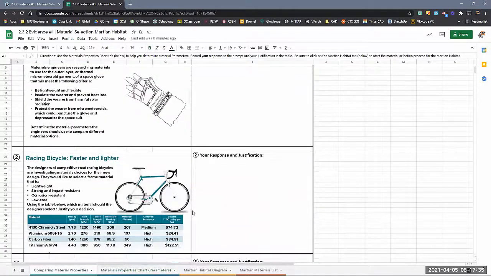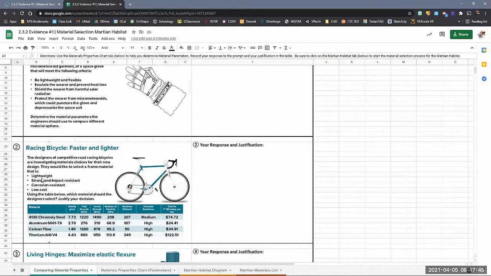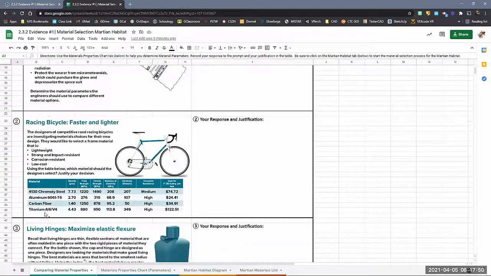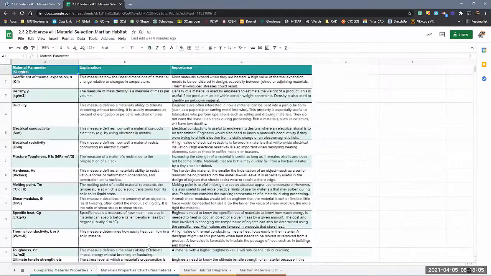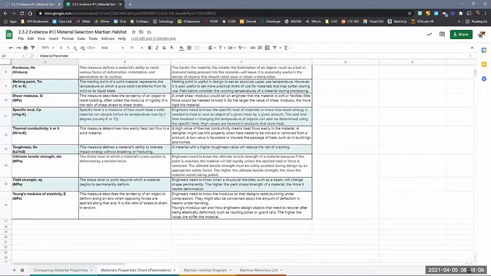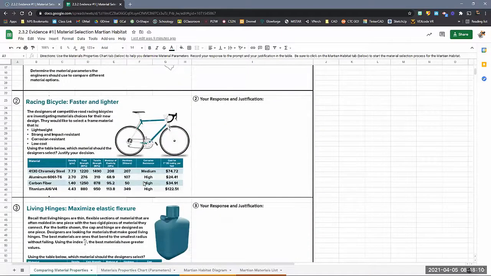Okay, so from there you'll do the same thing, except now let's say you wanted to design a racing bicycle. We want it to be faster and lighter. If we want it to be lightweight, strong and impact resistant, corrosion resistant, low cost, which material would you choose out of this list? You have 4 materials listed here. Based on which one you choose, you need to justify why you chose that material. And like I said, if you're unsure about what some of these material properties are, look over this chart on the second tab there. That should get you figured out what you need to do.